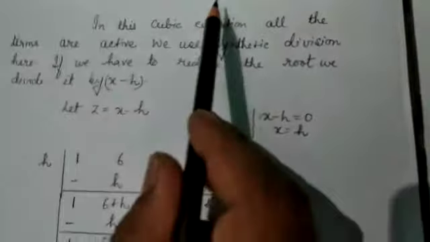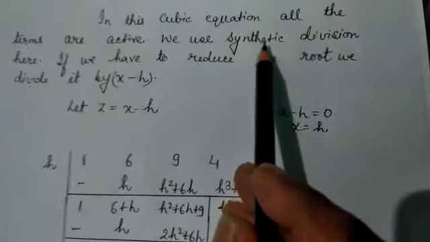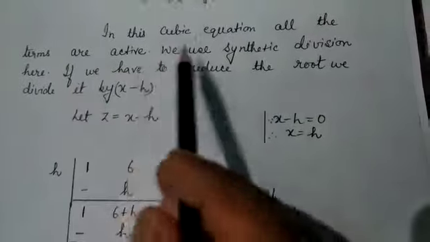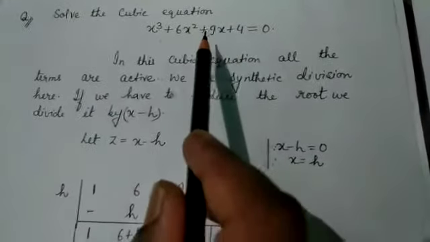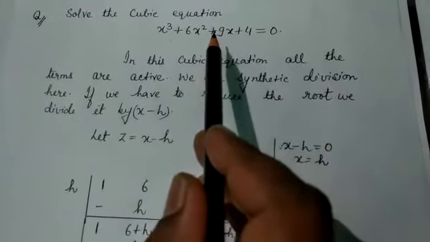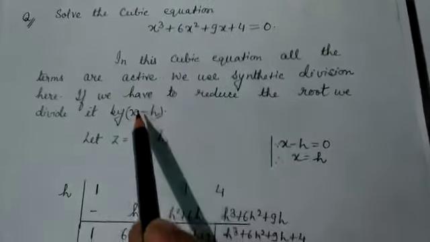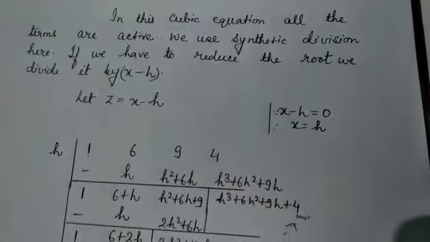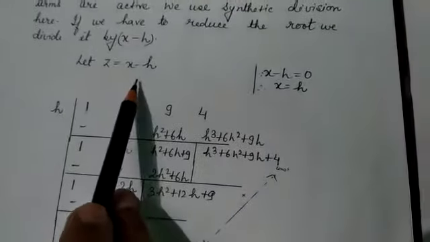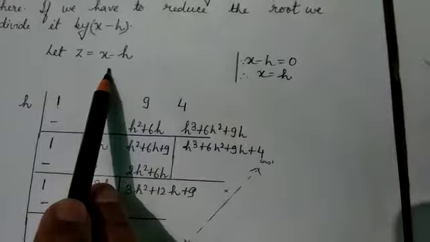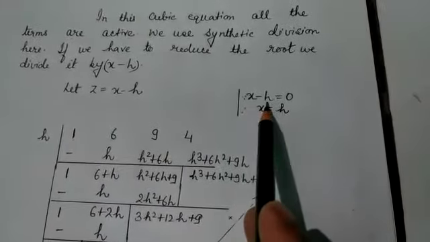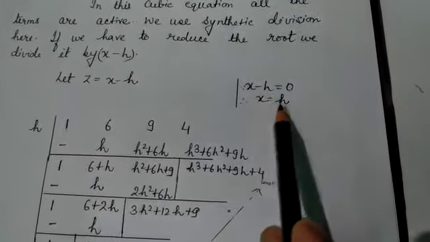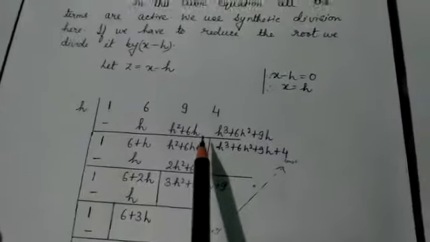In this cubic equation, all the terms are active. So we are going to use synthetic division here. Here we have to reduce the root to make it in the standard form, where we will use Cardan's method. We will divide it by x minus h. So let z be equal to x minus h. When we equate x minus h to 0, the value of x we will get is h.